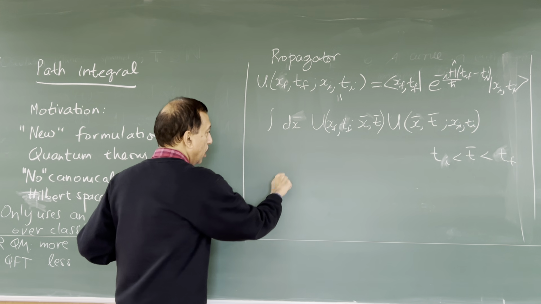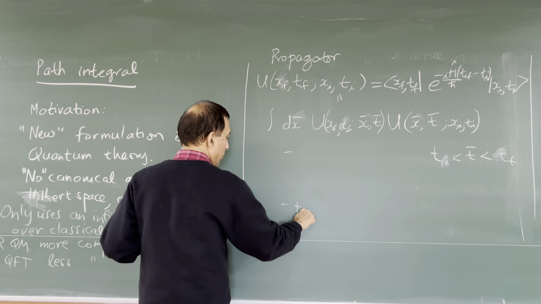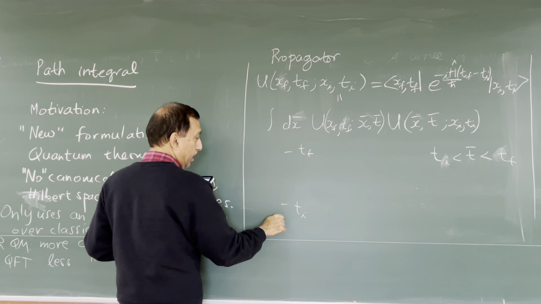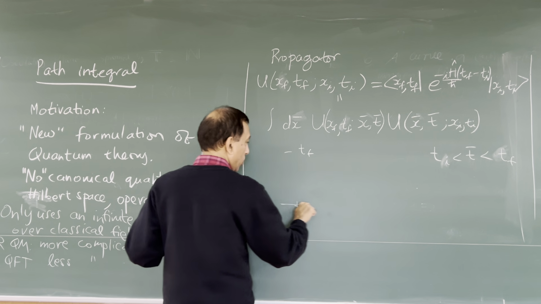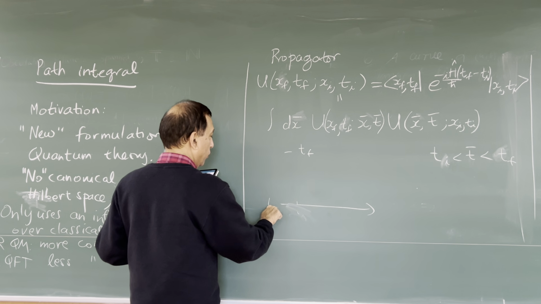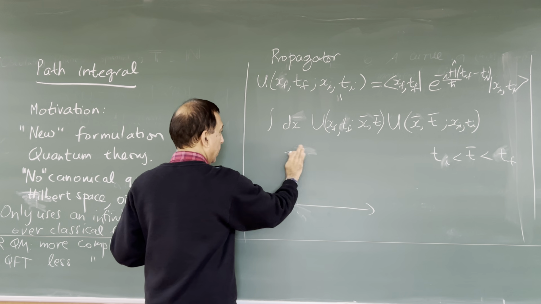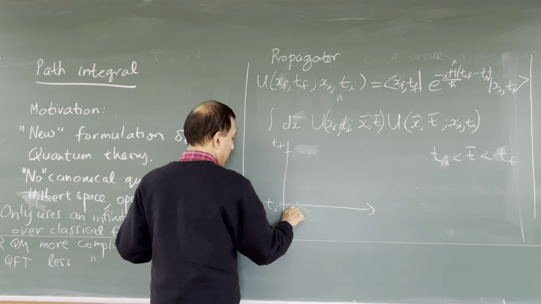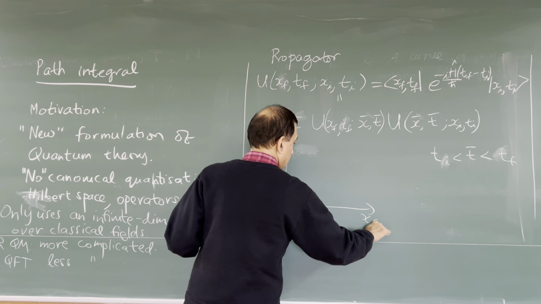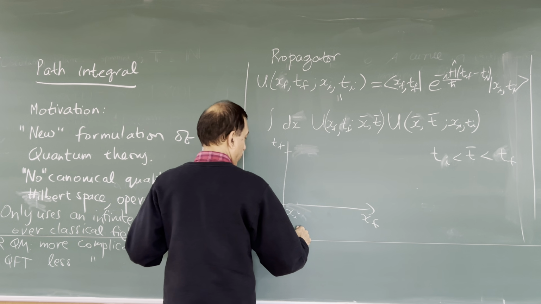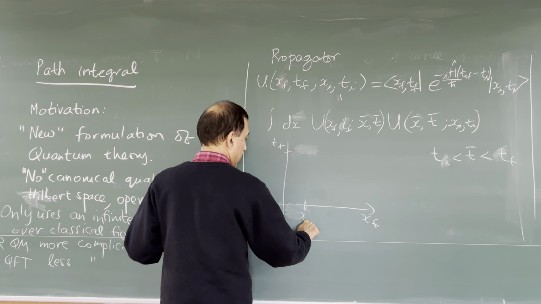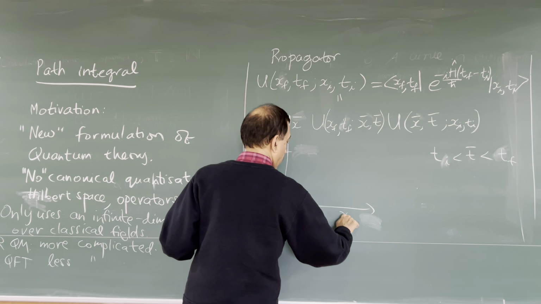Let's draw it. So let's imagine here is the initial time, here's the final time. Now the particle starts at this time. Let's make it a space-time diagram for convenience. This is ti on this axis, and this is tf, and this is xi, and this point is xi, and this point is xf.